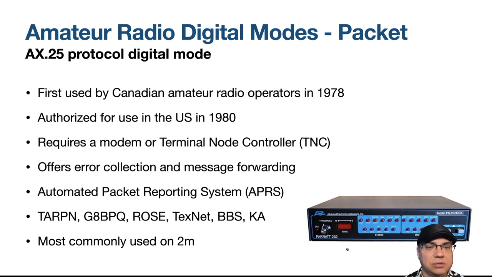Most times you'll see this packet mode being used on 2 meters. There are a whole bunch of different networks that you can connect to. I've got some examples up there, like TARPN and TexNet and BBS and others. There's a whole bunch of them. Sometimes they're regional, so check to see what's available in your area. There might be a good packet network that you can get onto and talk to other hams and get to know people there.